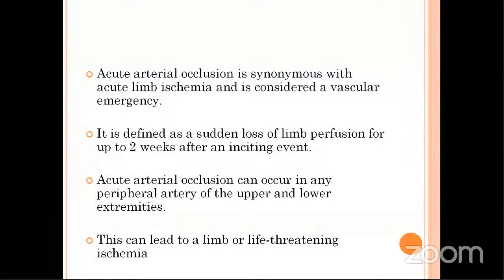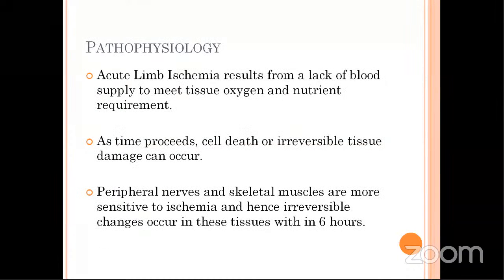Acute arterial occlusion can occur in any peripheral artery of the upper and lower extremities. This can lead to limb or life-threatening ischemia. In pathophysiology, acute limb ischemia results from a lack of blood supply to meet tissue oxygen and nutrient requirements. As time proceeds, cell death or irreversible tissue damage can occur.